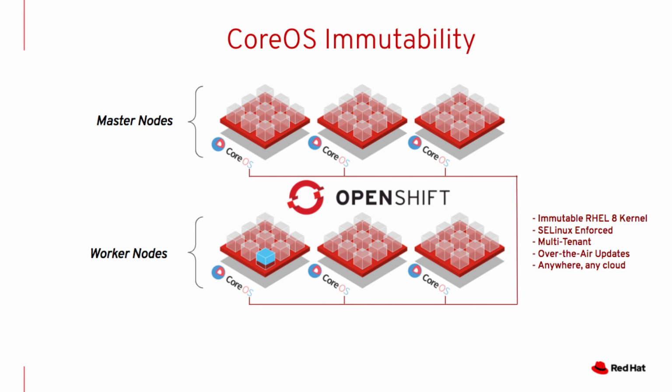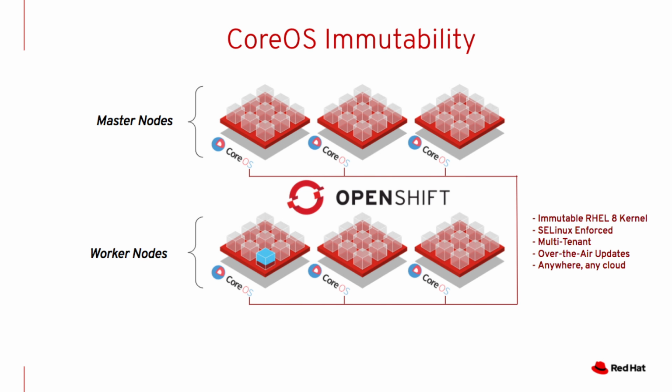So CoreOS is the underlying default operating system that ships with the masters and the worker nodes within an OpenShift cluster. It's based on the RHEL 8 kernel, and it's completely immutable. In other words, you can't change it. You can't add RPMs, for example. It's got SELinux enabled and set to enforcing mode. And that's how we do some of the multi-tenant separation on OpenShift.